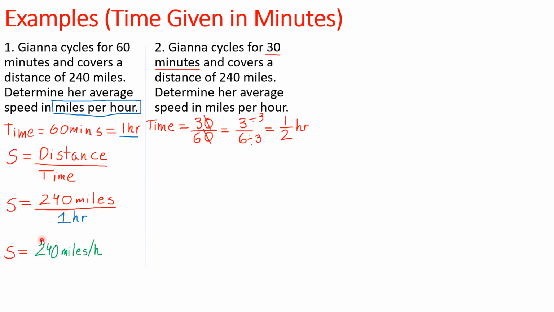Okay, so let me repeat what I did. The first thing I did was, it says 30 minutes, so I need to convert the minutes into hours. 30 minutes is 30 over 60, which is 3 divided by 3 is 1, and 6 divided by 3 is 2, so it's going to be half an hour. So 30 minutes is half an hour. Do y'all understand that?